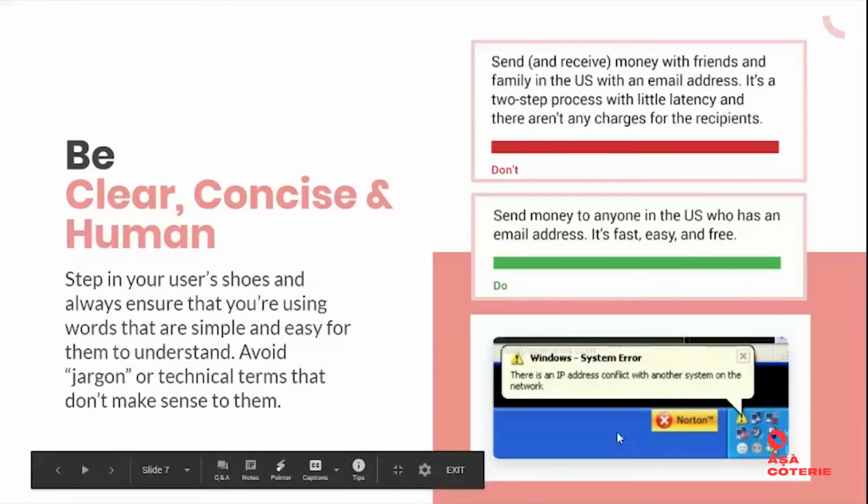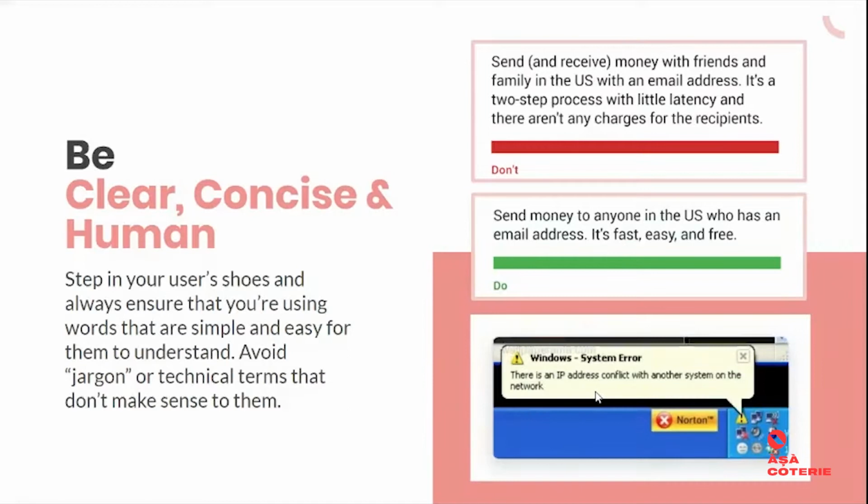This second example, Windows system error. There's an IP address conflict with another system on the network. It assumes that the user knows what IP address conflict means. And this is just wrong. Break things down. Don't use developer language or assume that they know all of these terms. Break it down to simple language that they will understand.